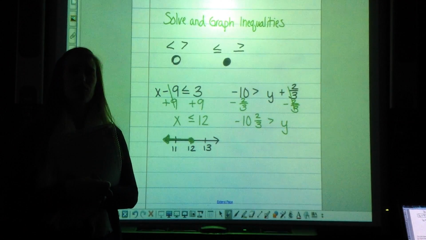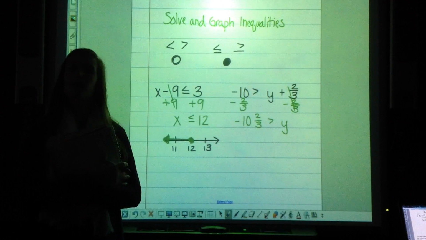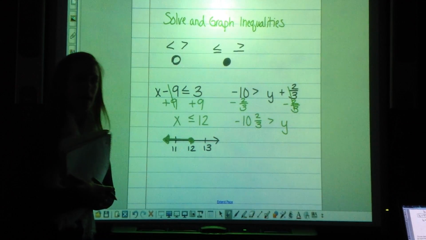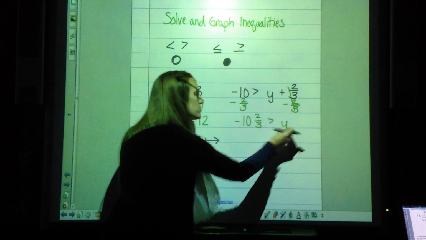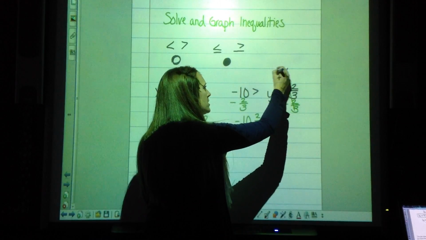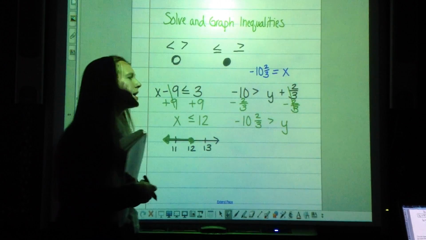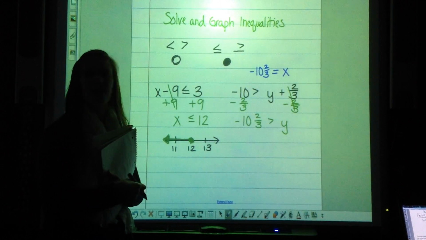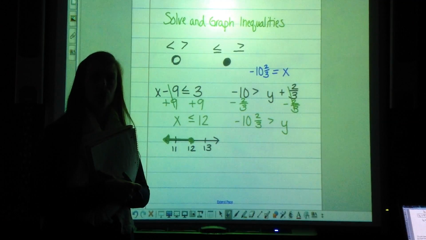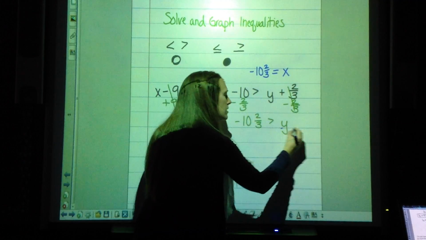Be very careful when the variable is on the right side of the inequality. I would highlight this, I would make extra notes. When the variable is on the right side of the inequality, you have to read from this side first. Think about it. In an equation, if I got something like this, I would have read x equals negative 10 and 2/3. I would not have read negative 10 and 2/3 equals x.